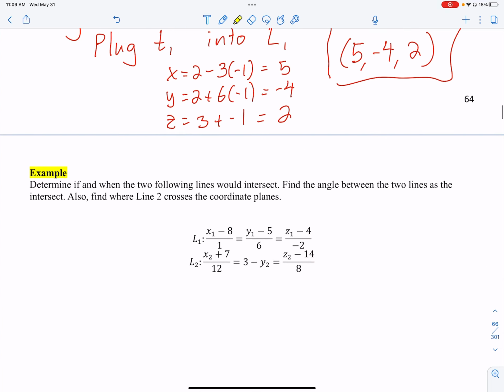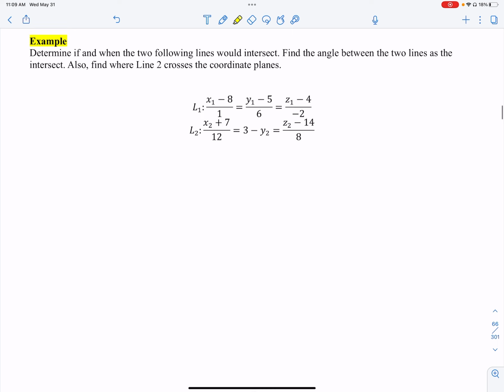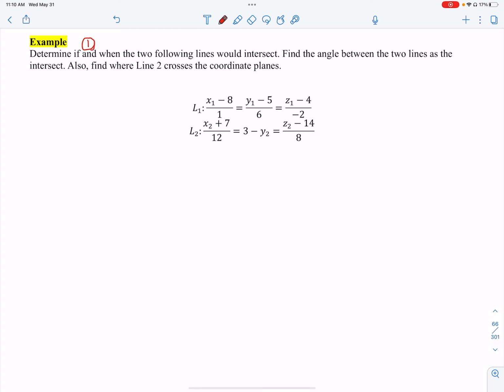Okay, I got another example with lines. This one has multiple things we need to answer. Because I'm very bad at being distracted and answering part of the problem and moving on, I like to do this. Okay, determine if and when they intersect. That's my problem 1. I'm going to find the angle between the two lines. That's my problem 2. And then also find where line 2 crosses the coordinate planes. It's going to be problem 3.